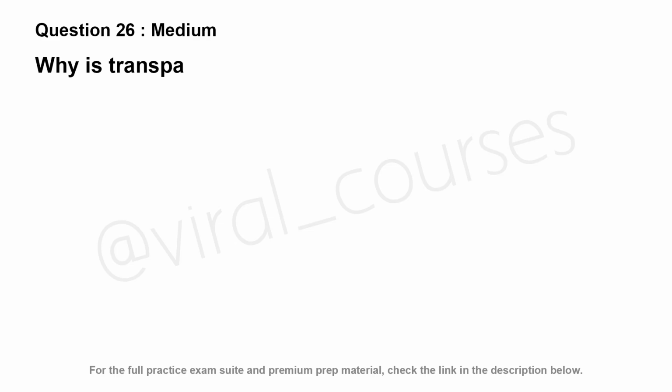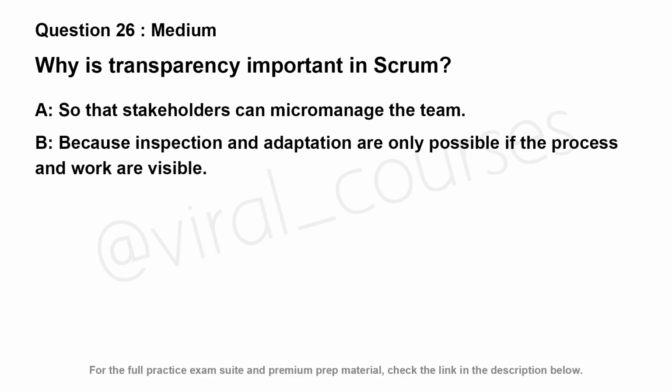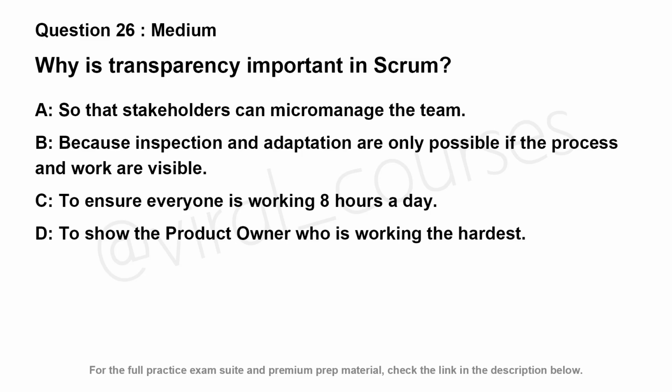Why is transparency important in Scrum? Option A, so that stakeholders can micromanage the team. Option B, because inspection and adaptation are only possible if the process and work are visible. Option C, to ensure everyone is working 8 hours a day. Option D, to show the product owner who is working the hardest.